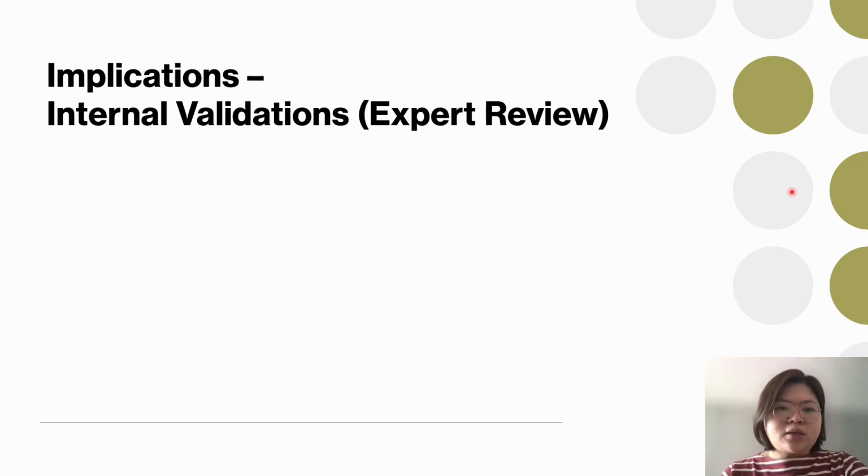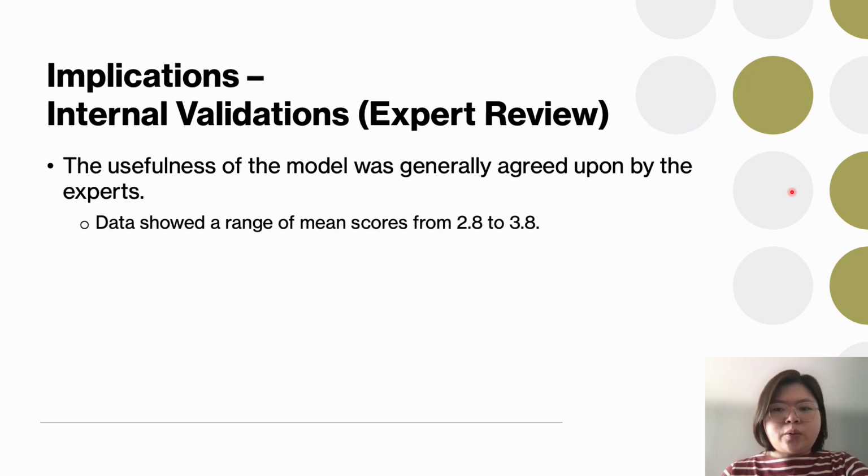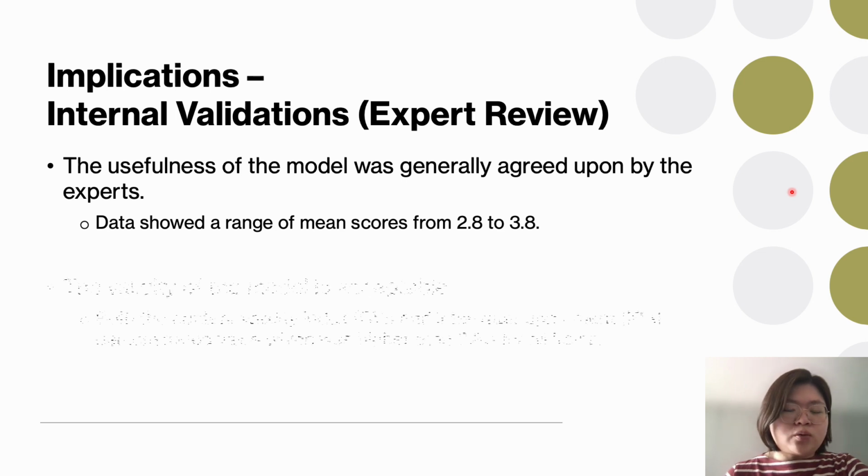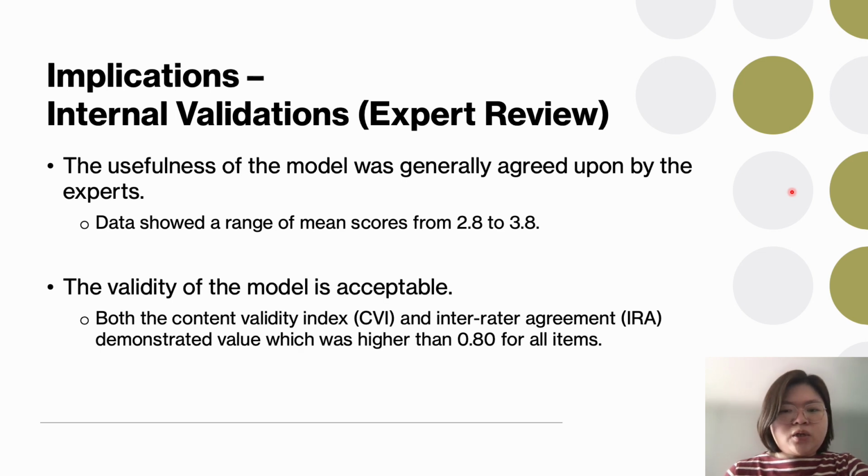What are the findings in the expert review? The experts were required to rate the validity, explicability, usability, generality, and comprehensibility of the final design model. The experts generally agree upon the usefulness of the model. This can be seen from the mean scores ranging from 2.8 to 3.8, with a higher score of 4 indicating strongly agree and a lower score of 1 indicating strongly disagree. The validity of the model is also acceptable. Both the CVI and IRA demonstrated values higher than 0.8 for all the items.